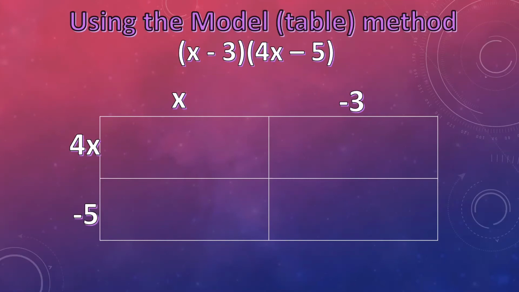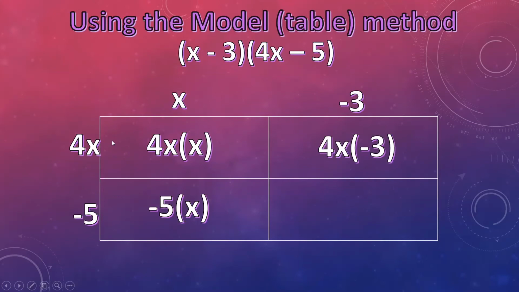What you're doing is you're multiplying your length and your width in each box. What does that mean? Well, I'd have 4x times x. I'm matching what's on the top. Then I'd have negative 5 times x, because if I look, I'm doing this negative 5 and the x in this column. I then go over here, I have 4x times negative 3. I have shifted columns now. And then I'm in this row, and that's negative 5 times negative 3.